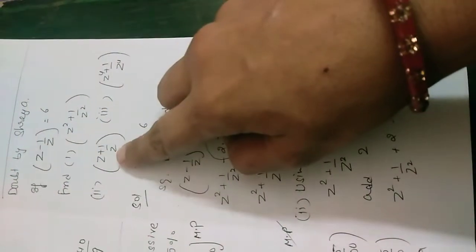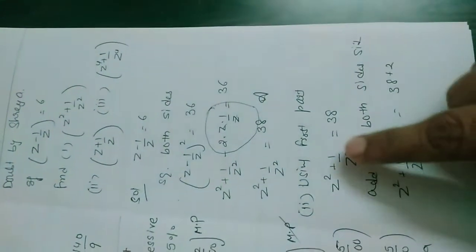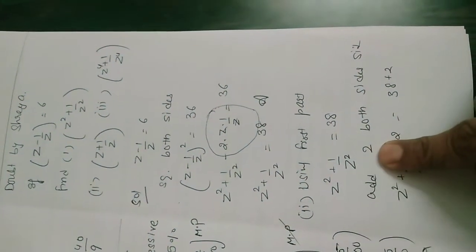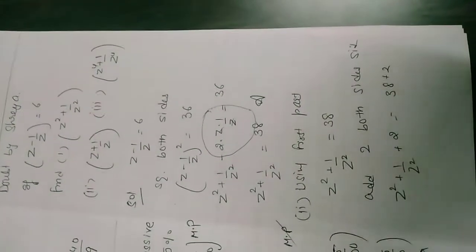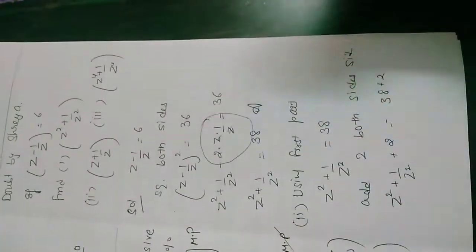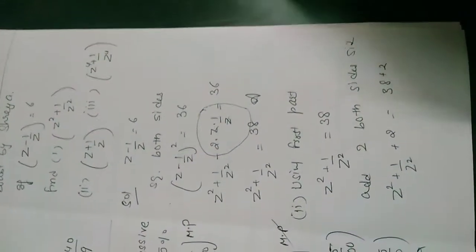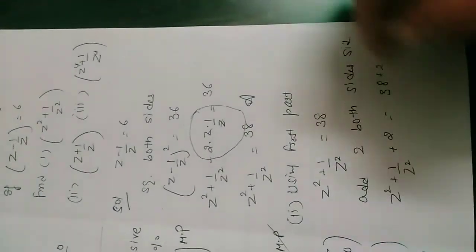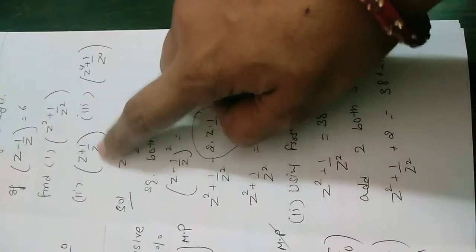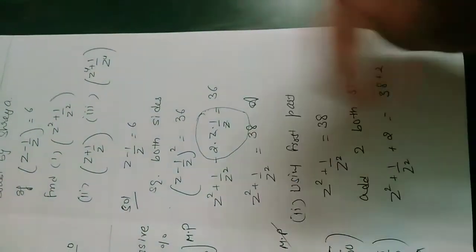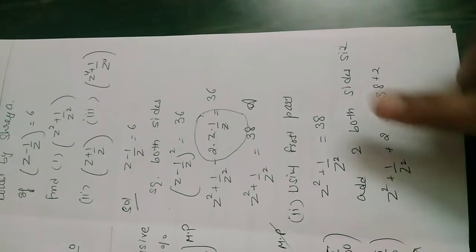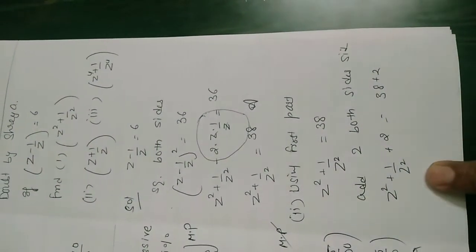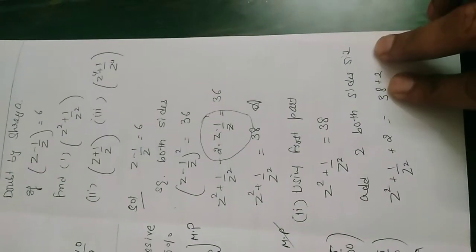If I want z plus, then I have to add 2. If I want minus, then I have to subtract 2. Every time you have to add or subtract only and only 2, no other number. Depending upon the situation, if there is plus, you have to add. If there is minus, then you have to subtract. So add 2. You have to add on both sides, not only a single side. So add 2, okay.